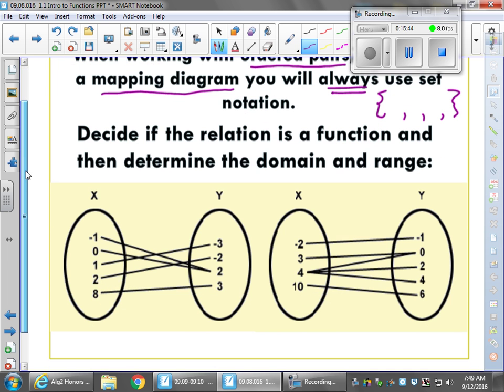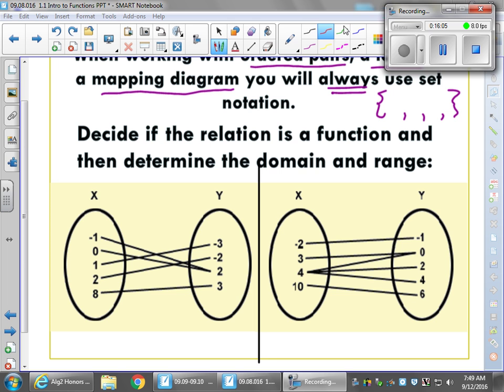So we do not need to copy this map because you do have it. This is not all one example, okay? These are two separate examples. Let's call this one number 1, and this is number 2. So let's decide, is number 1 a function? Yes or no, and why?